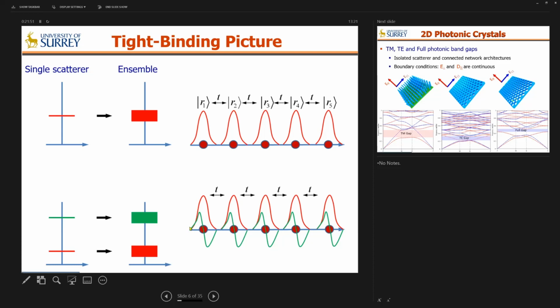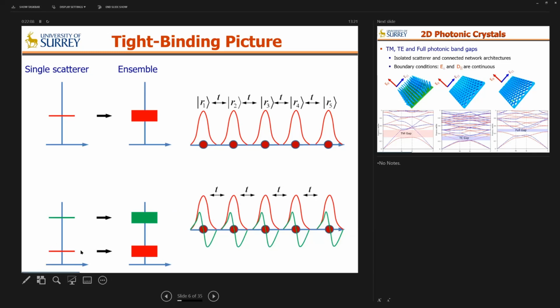The second resonance has a field with a nodal plane through the scatterer, very similar to the electronic states in an atom. And then if I put them together to form a solid, I get exactly the same principle behind the formation of the gap.